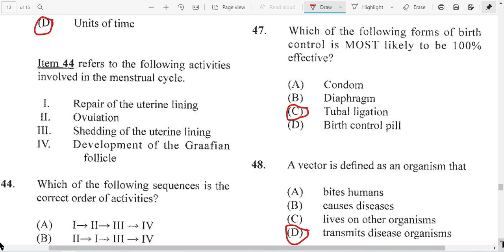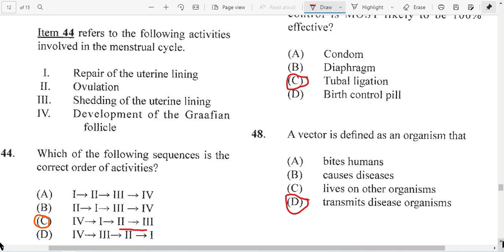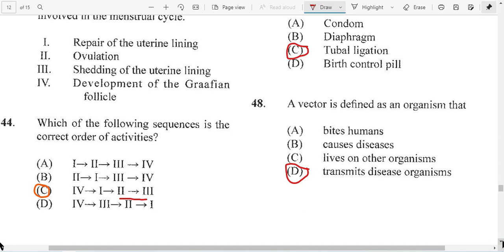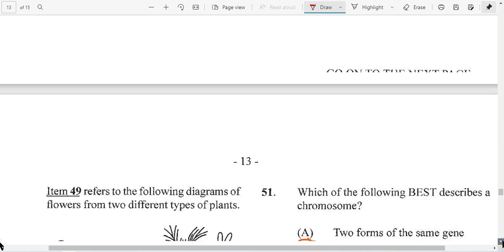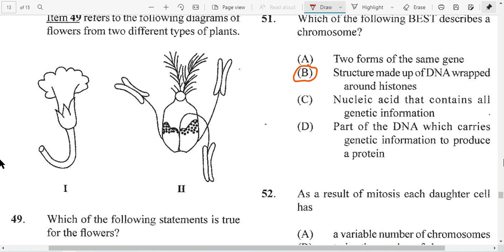For 48, a vector is defined as an organism that bites humans. There might be some vectors like that, but it's not the best definition. Causes disease as a pathogen and lives in another organism. That could be a parasite, and it could be another relationship. But our best answer here is going to be D for 48. A vector transmits disease. All right, so a vector there. We looked at that.